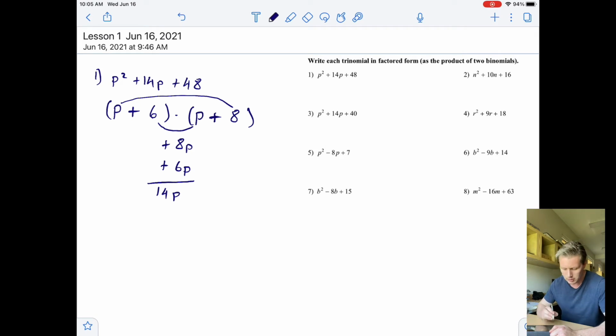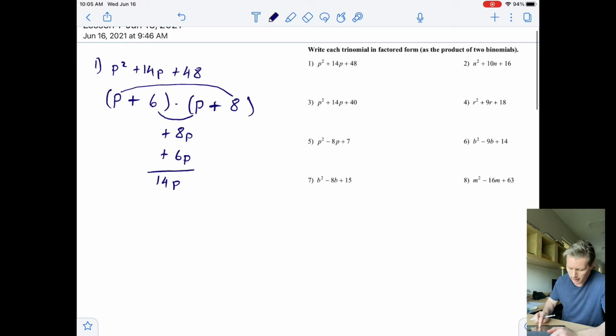And so my answer is p plus 6 times p plus 8. Multiply those 2 binomials together, and you will end up with p squared plus 14p plus 48. So we have undone the FOIL process. We have factored this quadratic trinomial into its 2 factors. Okay, so that's how we do it. And I think once we go through a few of these, you'll see that it's pretty repetitive and pretty straightforward. They do get a little bit more difficult later on, but we'll get to that in time.